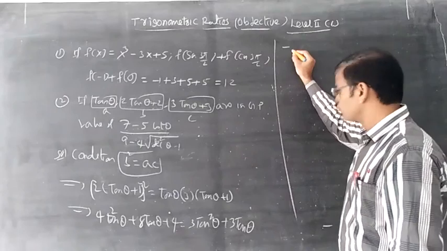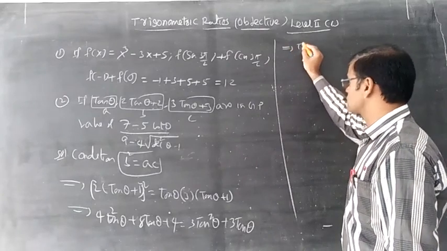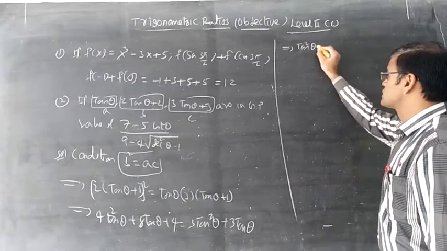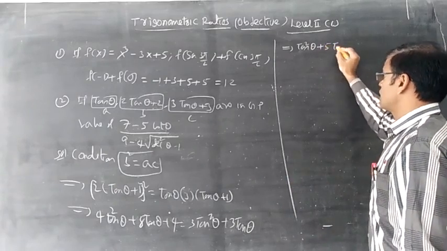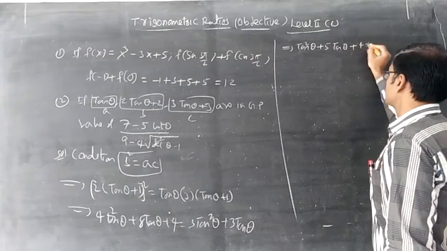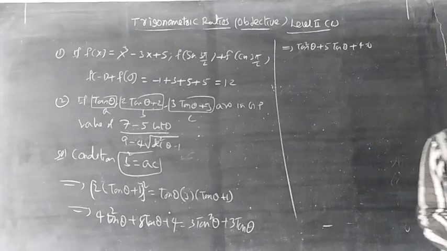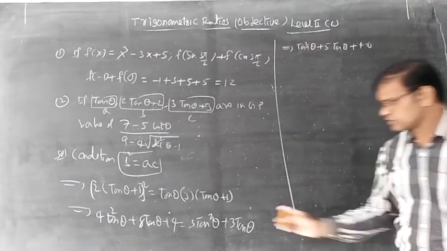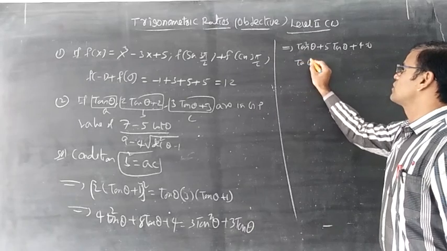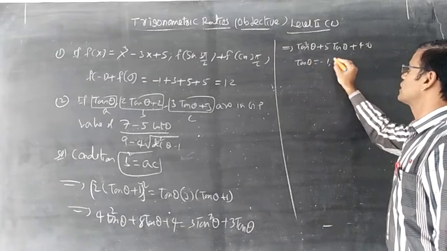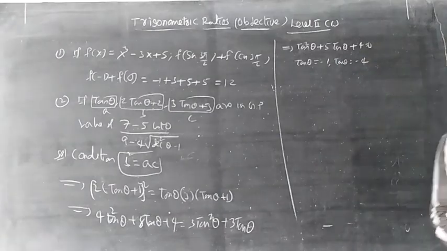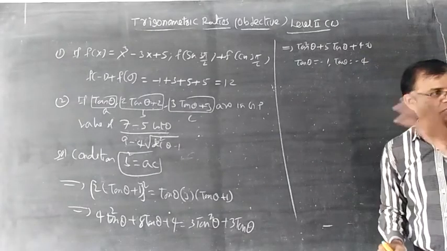Now what is happening? 4 tan square theta minus 3 tan square theta can be written as tan square theta plus 5 tan theta. Tan square theta plus 5 tan theta plus 4 equal to 0. So by splitting the middle term or factorization, you can get here tan theta is equal to minus 1, tan theta is equal to minus 4.